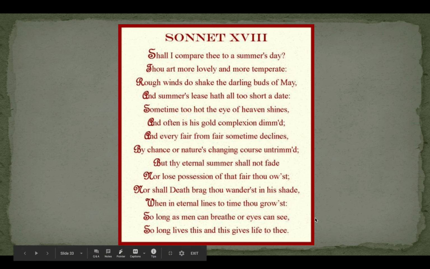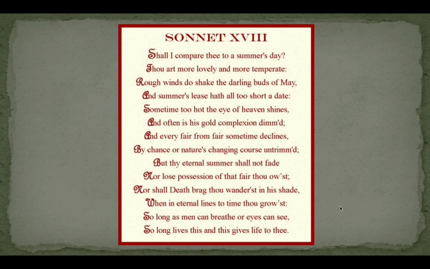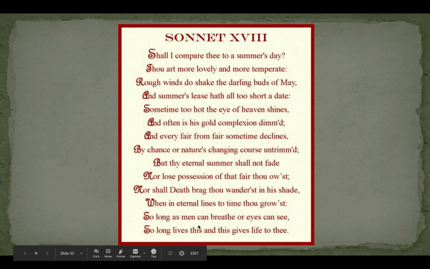Well, we get a hint from the last line here. So long as men can breathe or eyes can see, so long lives this, and this gives life to thee. So this tells us what this means. So the question is, what is this? So long lives this, and this gives life to thee. There are lots of different possibilities. One possibility is that this is referring to the poem in general. The poem makes this person live on.